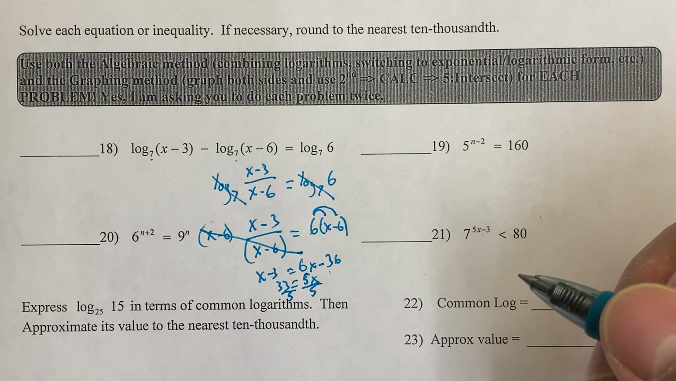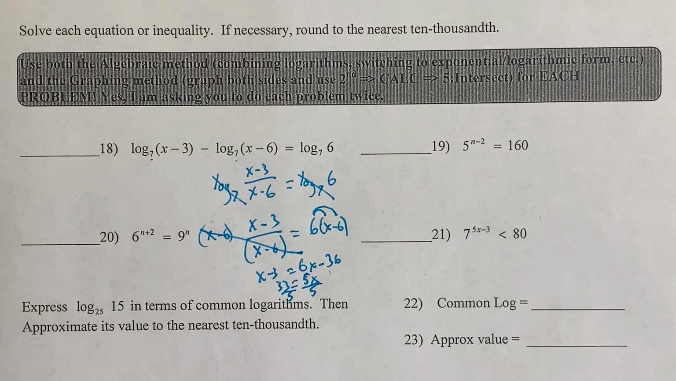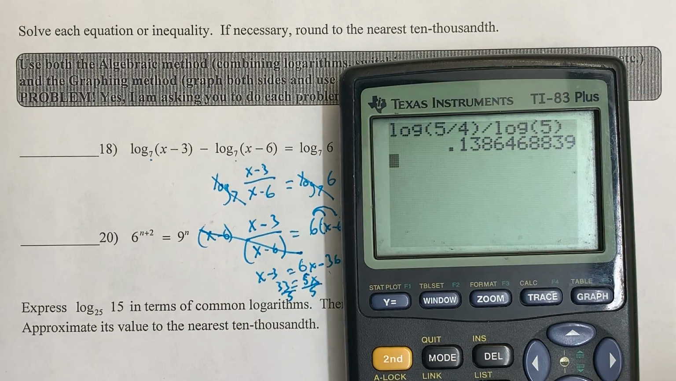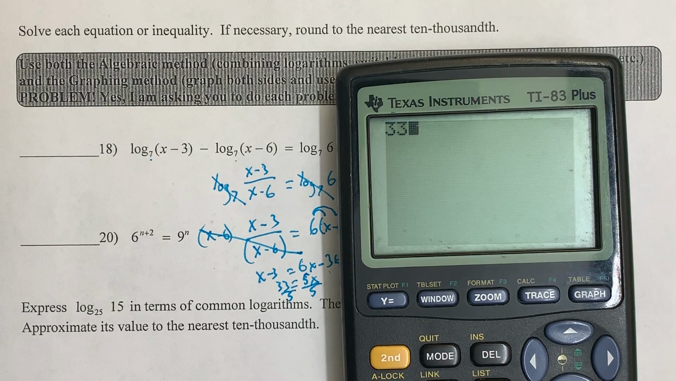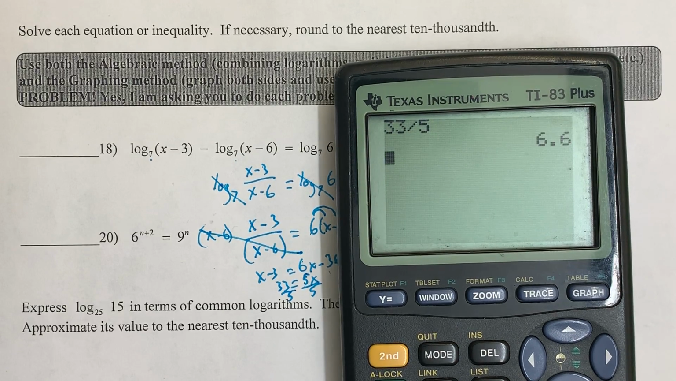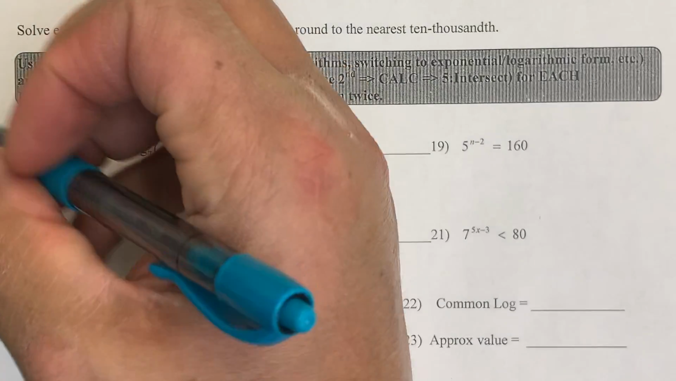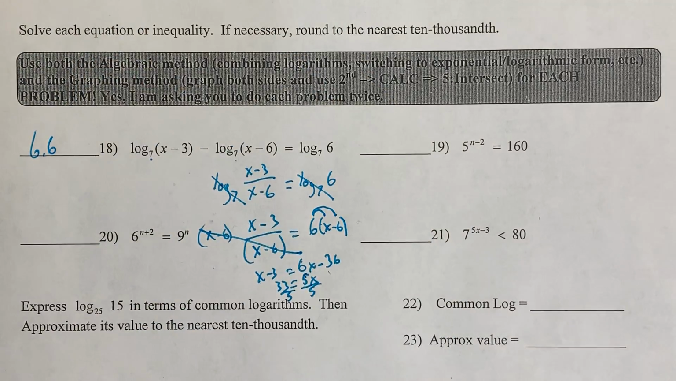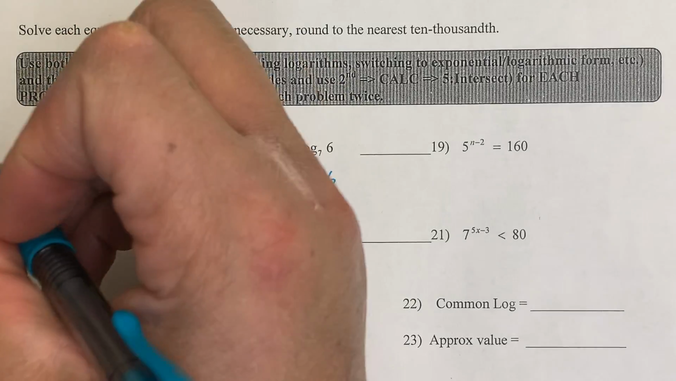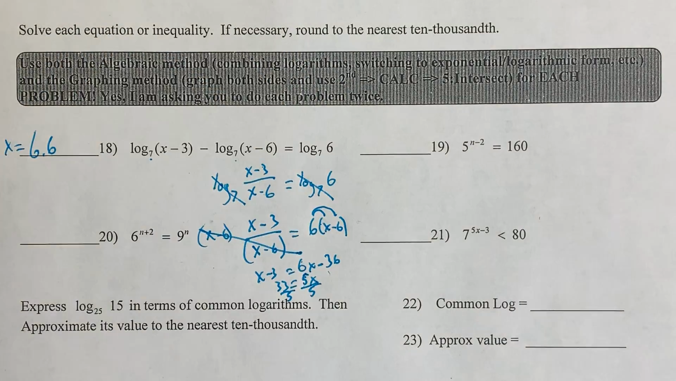Boy, we're running out of space there, but, you know, there it is. And now I come over to my calculator, because who wants to do that kind of work in their head? 33 divided by 5 is 6.6. Okay, there it is, right? And I should say x equals 6.6 if I want to be thorough here, okay?